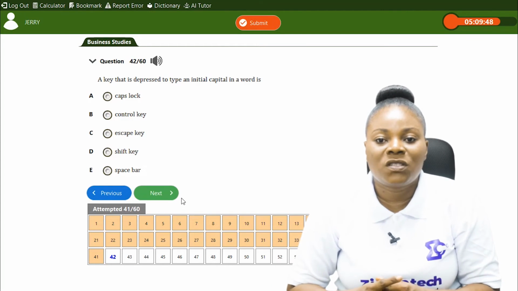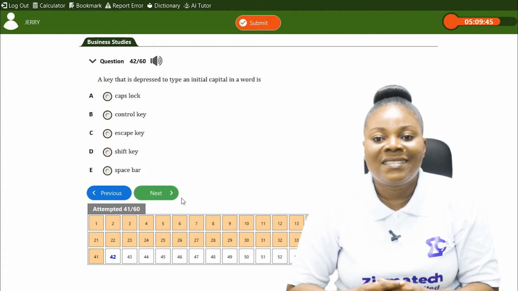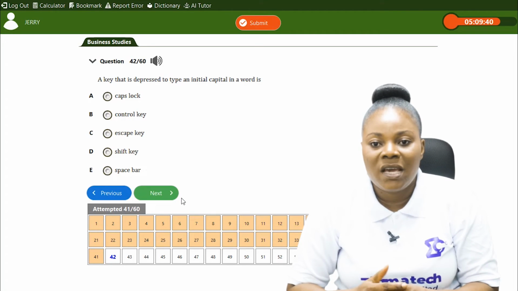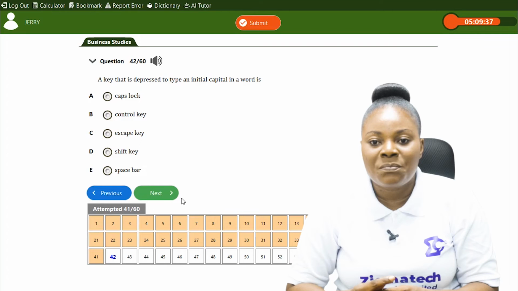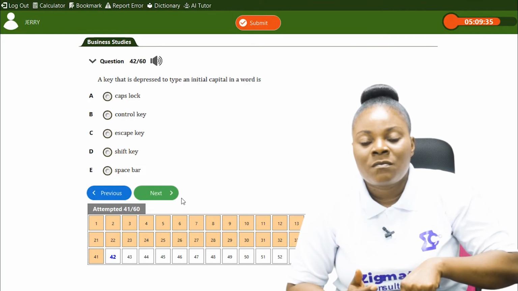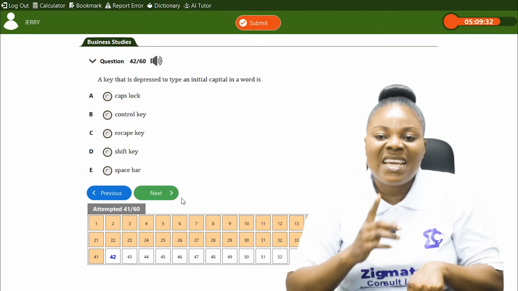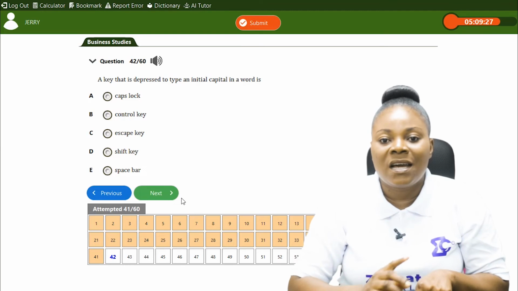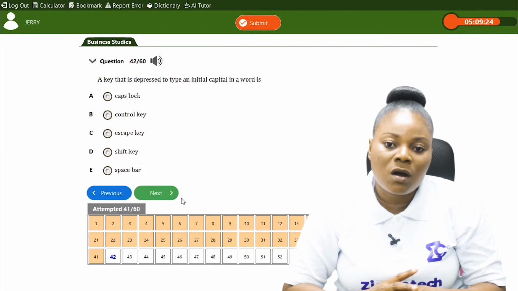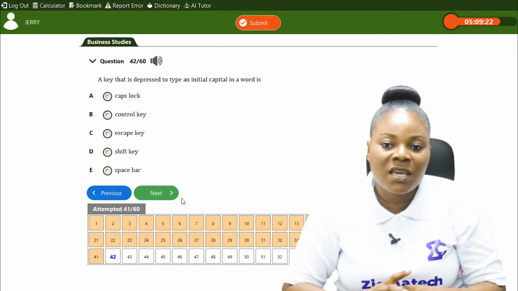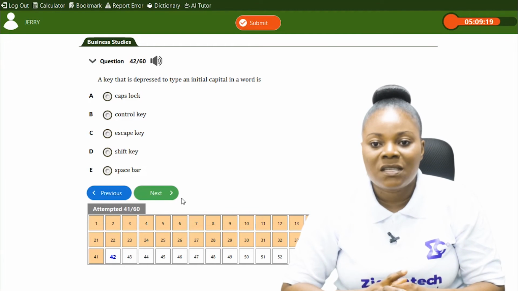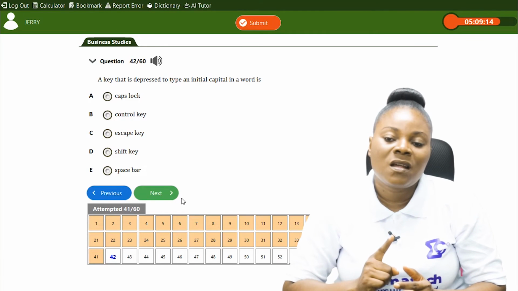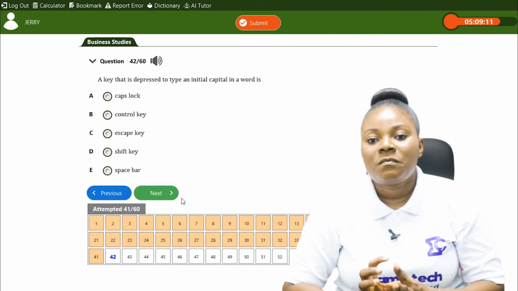The next question, 42, it says, a key that is depressed to type an initial capital in a word is a key that is depressed. To depress a key means to press it down. A key that is depressed to type an initial, that means a key that is depressed to type just one capital letter in a word, is it caps lock, or control key, or escape key, or shift key, or the space bar?